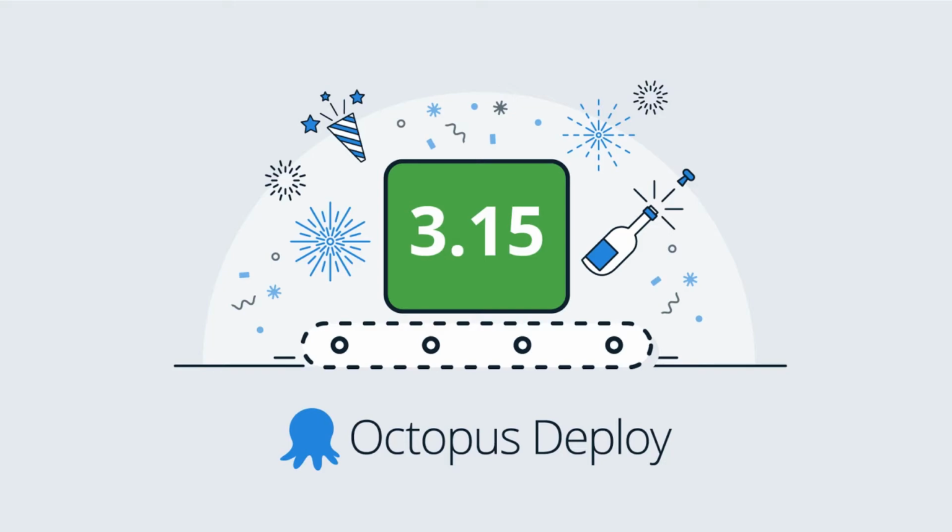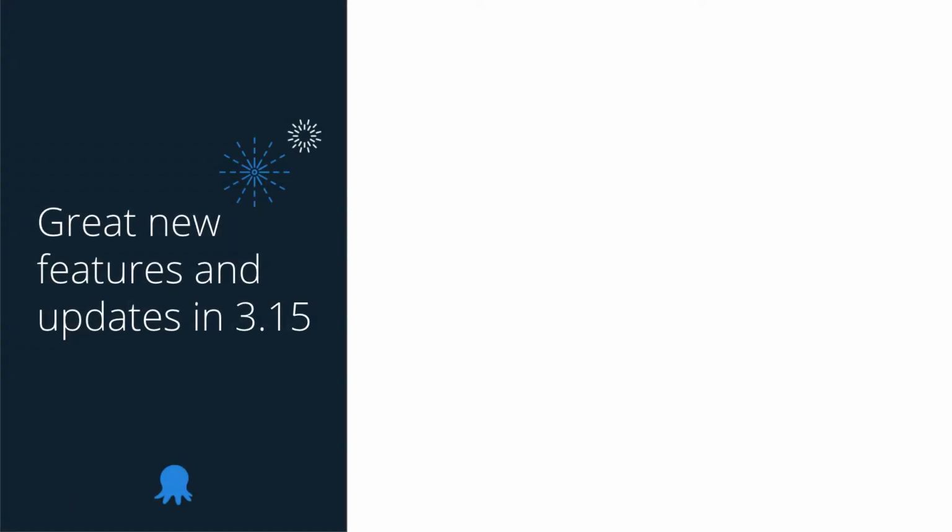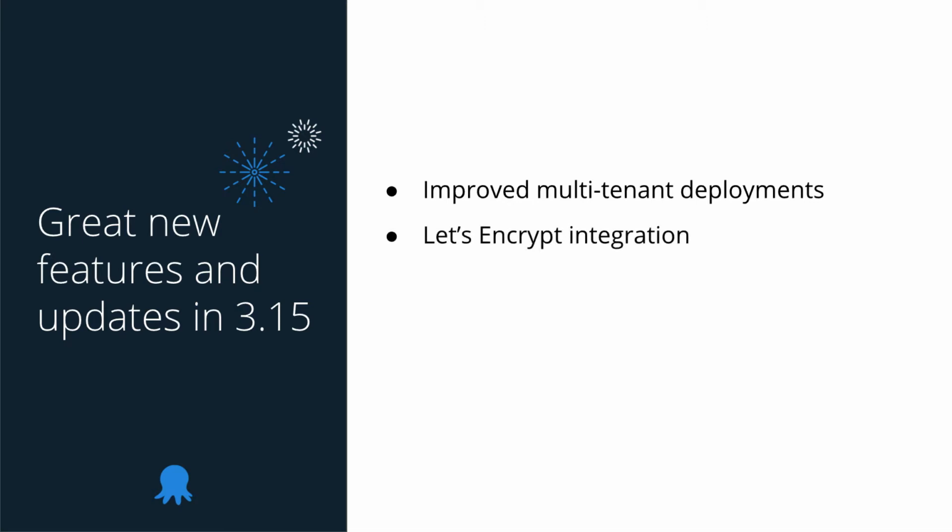Let's get started. We've got some great new features and updates this month. First up is a significant update to our multi-tenant deployments feature. You can now include tenanted machines in untenanted deployments. This was a scenario we missed when we first shipped multi-tenant support, and we'll take a deeper look into this a little bit later.